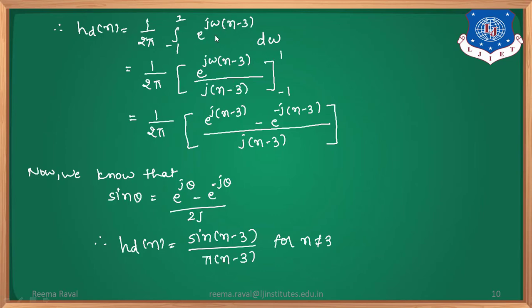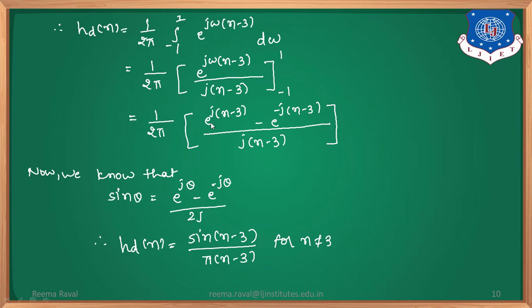The integration of this term will become e raised to j omega n minus 3 divided by j into n minus 3 with the limit -1 to 1. By placing the upper and lower limit values, we will have the equation 1 by 2 pi in the bracket e raised to plus j into n minus 3 minus e raised to minus j n minus 3 upon j into n minus 3.